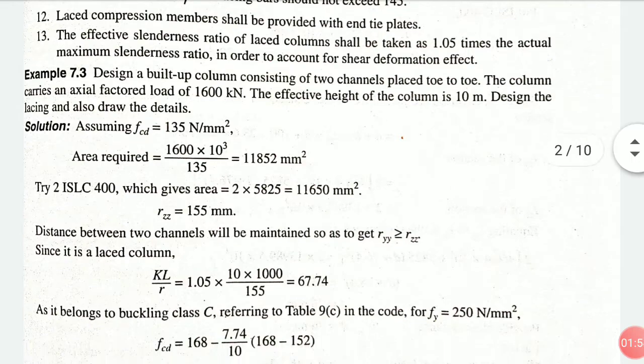Okay, here they are using ISLC 400. You can also use ISMC, which matches the area of 11,852 mm square. Okay, so don't match it exactly, keep the area a little bit lesser than that, because since we are using the lacing system along with this, some of the load will be carried by lacing also.